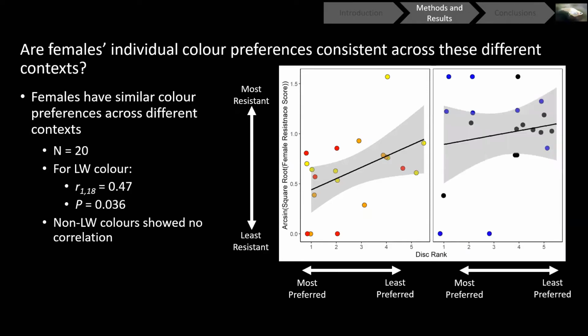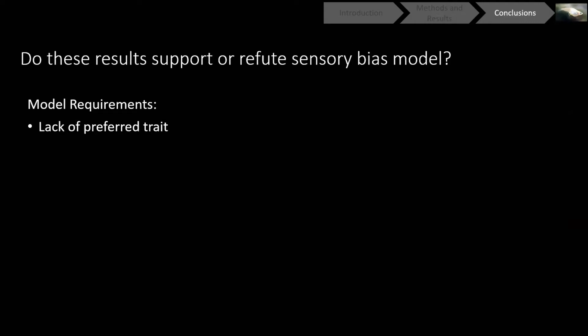However, when we look at the non-long wavelength colors, there is no significant trend going on. So overall, at least for the long wavelength colors, we could say that yes, there is some consistency within individual females for different colors. And so overall, when we're thinking back to the sensory bias model, do these results support or refute it?